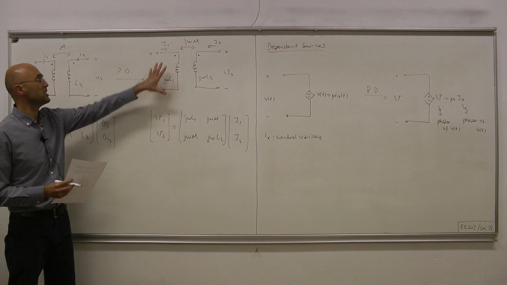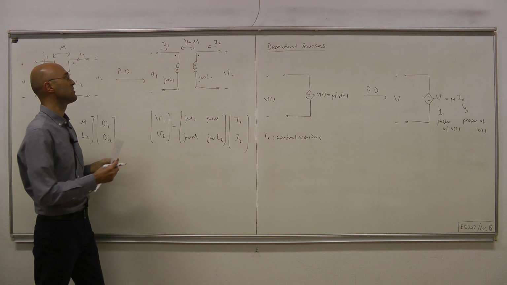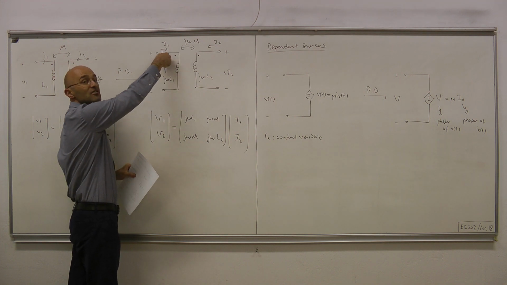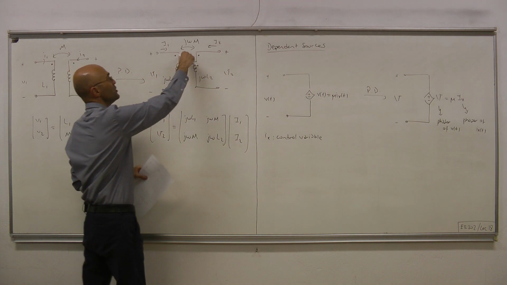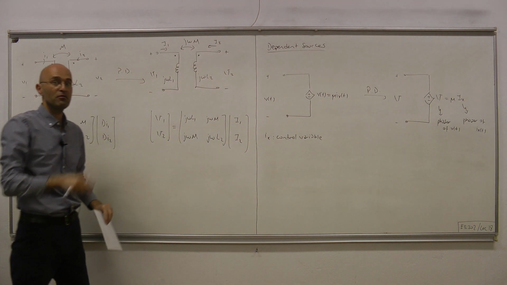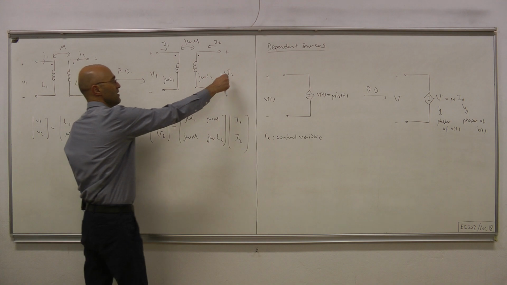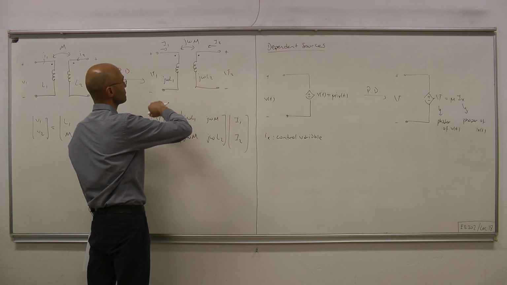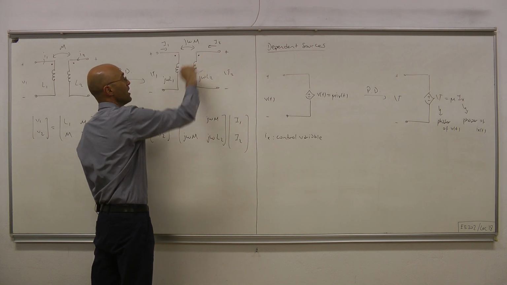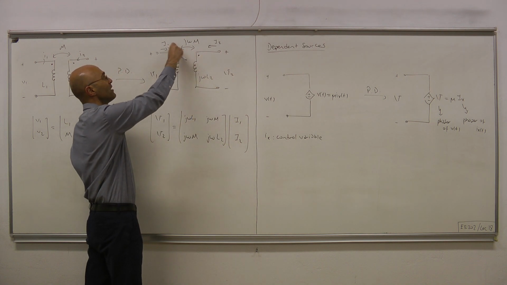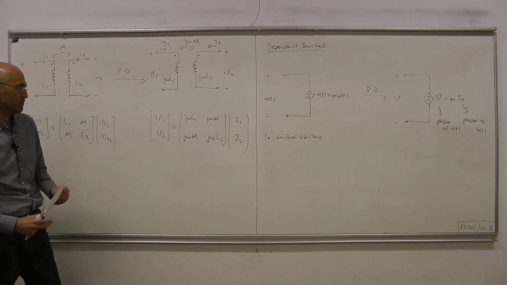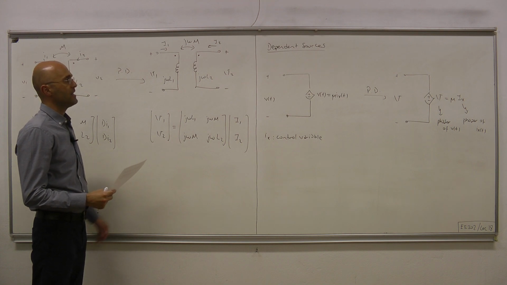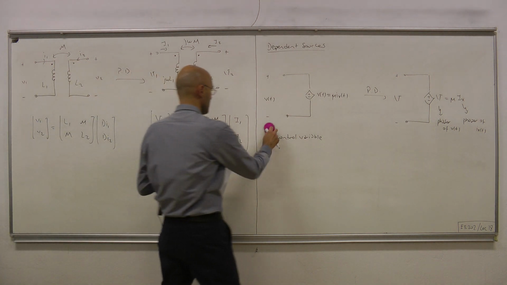So this means, therefore, that this picture means phasor of V1 equals j omega L1 times I1 plus j omega M times the phasor of the second current. And likewise, phasor of the second coil's voltage equals j omega L2 times I2 plus j omega M times I1, which is expressed in this matrix equation. And finally, the ideal transformer.